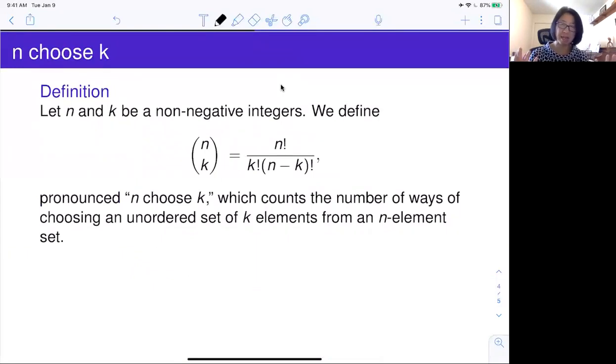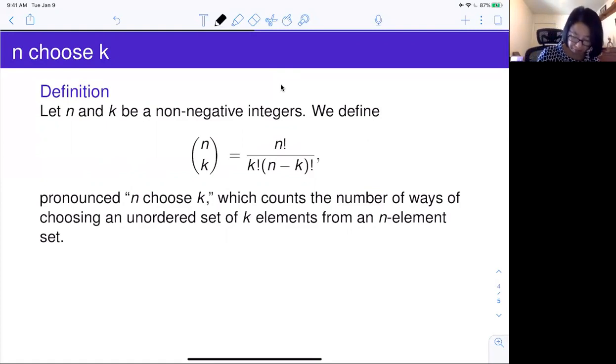So what we did there is we were trying to choose an unordered set of 3 people from our class of 19. So in general, if you have a set of n people, like that's the size of our class, and you want to pick a k element team, so we're picking an unordered subset of k elements, we define n choose k to be n factorial divided by k factorial times n minus k factorial. Okay, so this counts the number of ways of choosing an unordered set of k elements from an n element set.